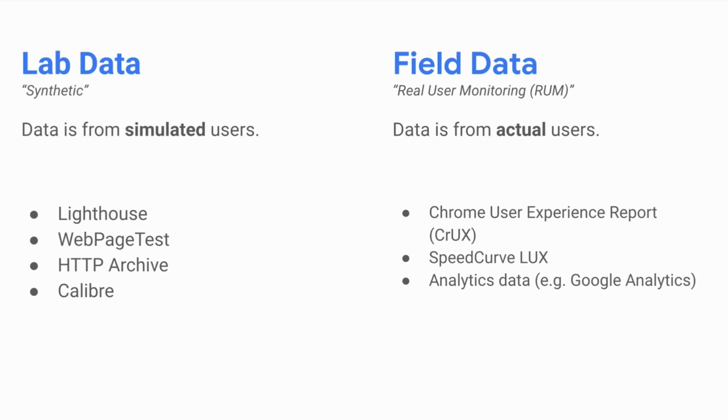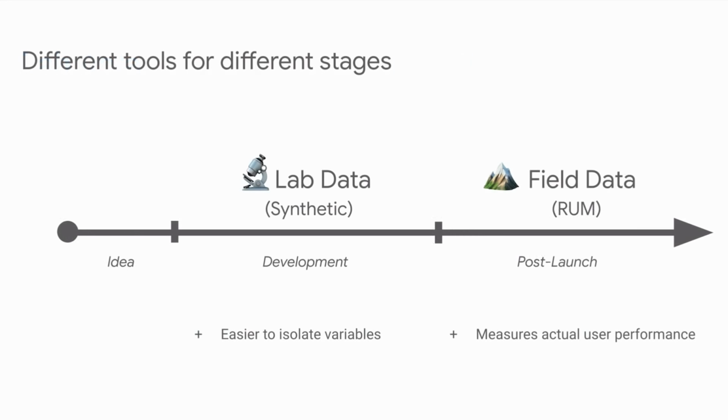Examples of tools that use field data are Chrome User Experience Report, SpeedCurve LUX, and any analytics data like Google Analytics. One nice way to get started is if you haven't launched your site and your application just yet, you can begin by using lab and synthetic data. And here it's easier to isolate variables, and it can make sure that you keep an eye on how well your site is performing as you continue to add more and more features. Once you launch your site, that's when you can make sure that you can measure field data from your users so that you can assess how well users are experiencing your site.